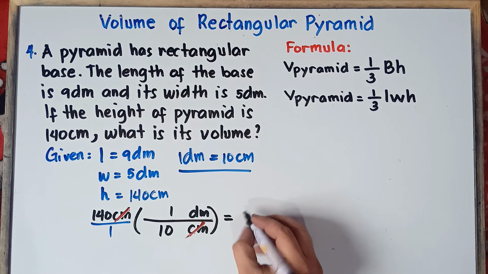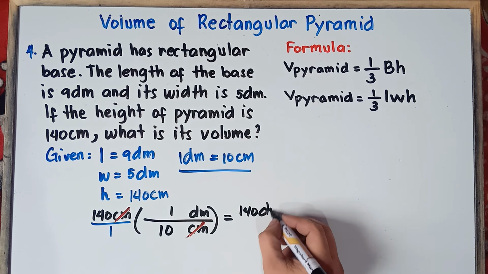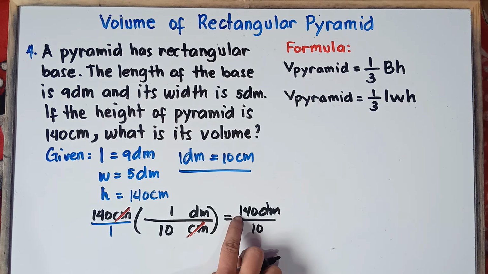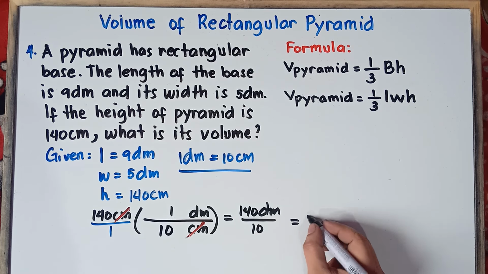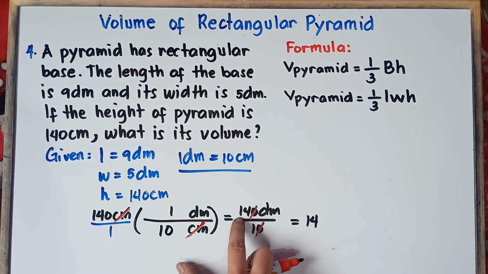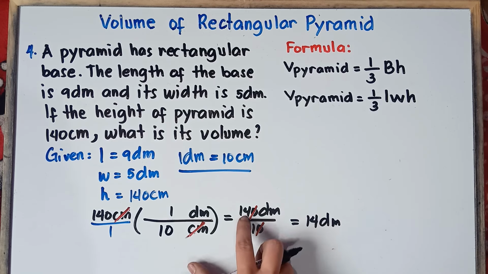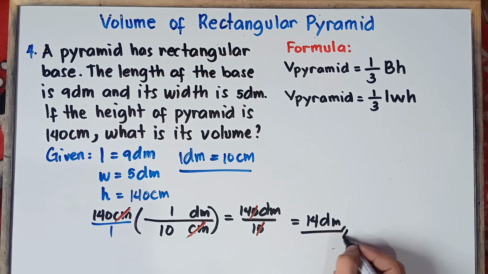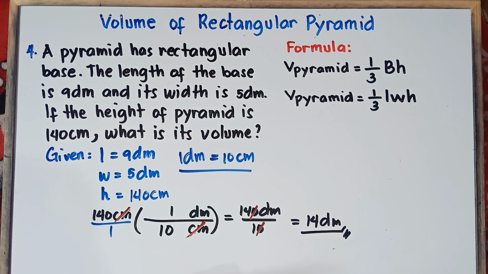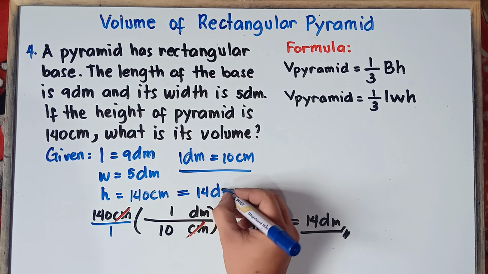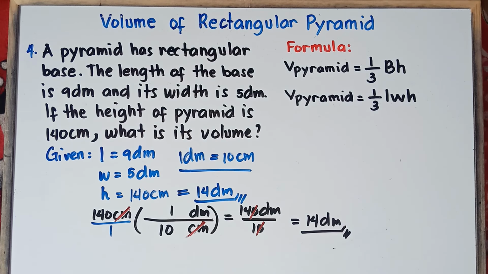So 140 times 1, that would be 140. Copy the units, decimeters, over 1 times 10, that is 10. And then 140 divided by 10, the answer is 14. We can just simply cancel 0, class, shortcut. Then 14 divided by 1, that's 14. Copy the units, 14 decimeters. Alright, so therefore this height, 140 centimeters, is equal to 14 decimeters.